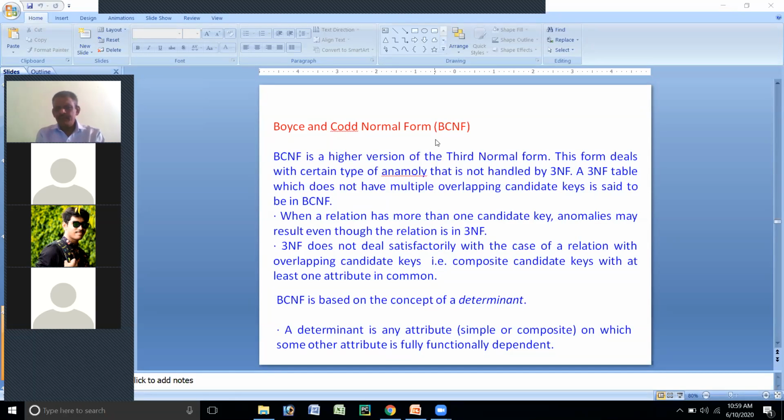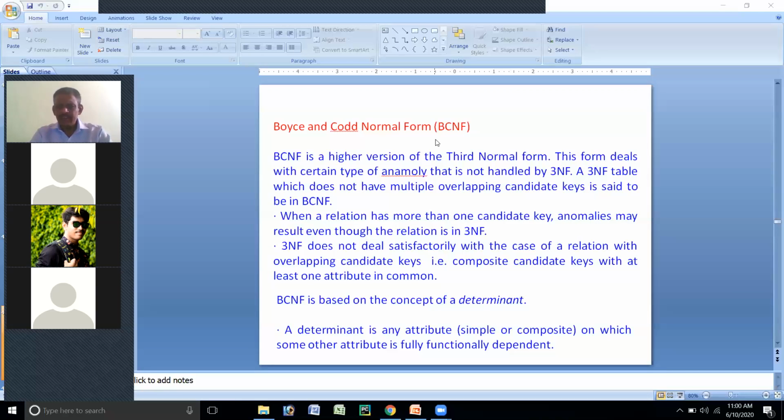In 3NF, when a relation has multiple overlapping candidate keys, you cannot handle it properly. These are composite candidate keys with at least one attribute in common. The problem with 3NF is that it does not handle this satisfactorily. We cannot deal with multiple overlapping candidate keys in 3NF; that can be done in BCNF.